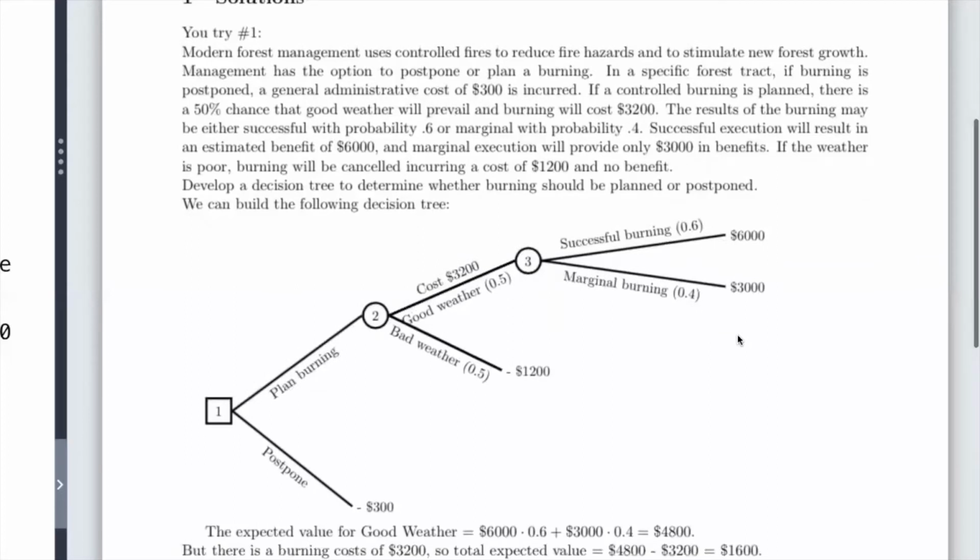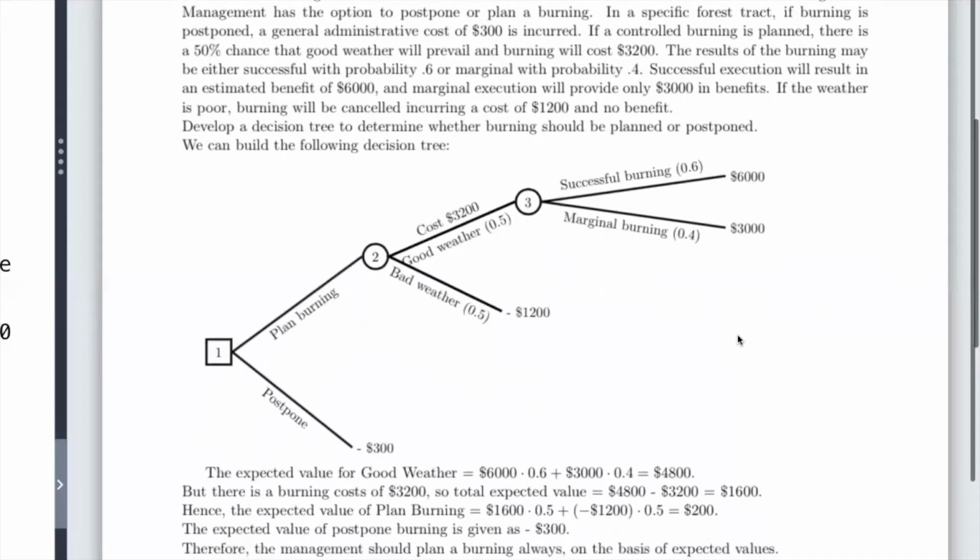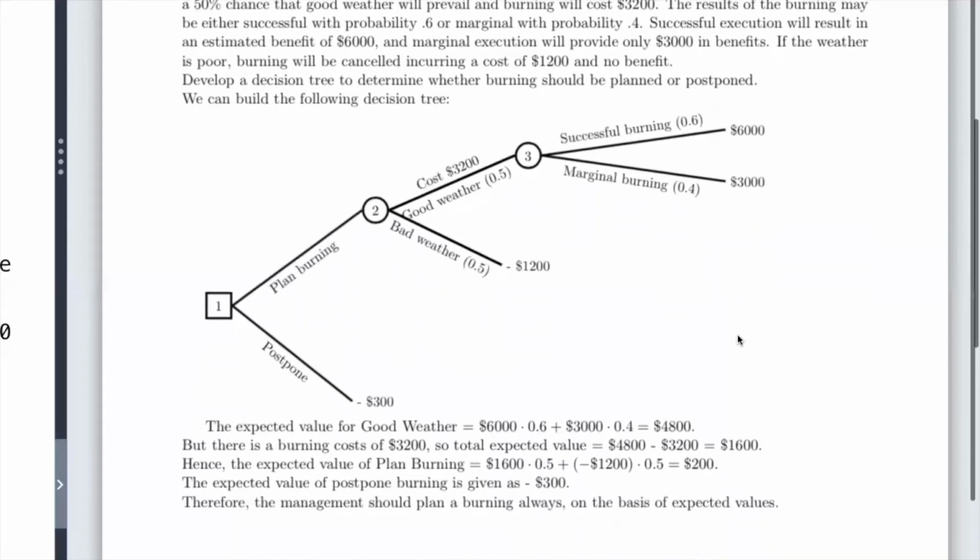Once I'm done with the solution, I'll show you how to do the tree in LaTeX, and that's one of the reasons I chose this chapter, just to practice the tikz picture functions and play around with them. So let's go to the solution. We can work backwards from the tree. Start from node 3, go to node 2, and get to node 1, and find out if we need to postpone or plan the burning, what is the best solution.